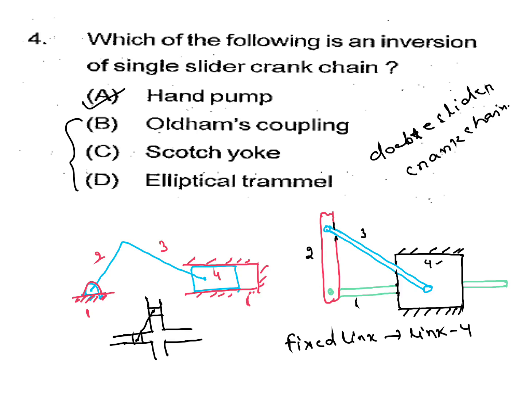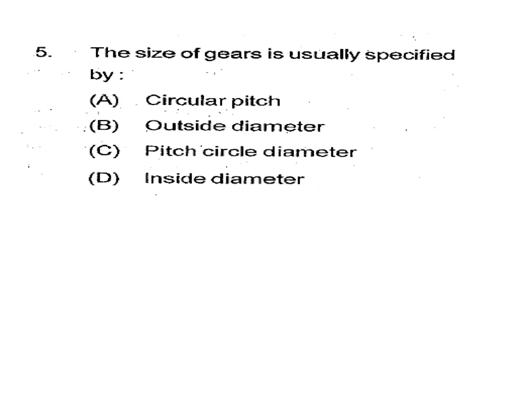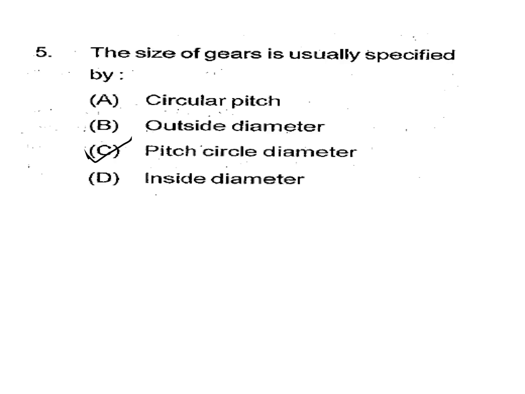Size of gears is usually specified by A. Circular pitch, B. Outside diameter, C. Pitch circle diameter, D. Inside diameter. Its answer is pitch circle diameter. Then circular pitch is pi d by t. This is also important. So many times asked in IES and ISRO also they are asking this type of question.